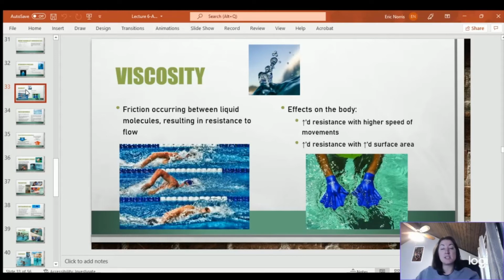So viscosity is the friction between the water molecules rubbing together. The faster you're running, walking, swimming in water, and the more surface area that you're going against the water, the more resistance is provided.